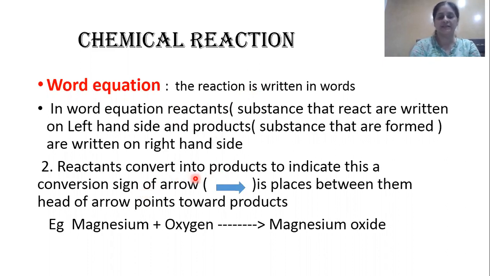It is indicated by a conversion sign, an arrow, which is placed between these two, and the head of the arrow always points towards the product. So the above reaction, that magnesium burns in air to form magnesium oxide, can be written in words as magnesium plus oxygen forming magnesium oxide. The product formed is magnesium oxide.